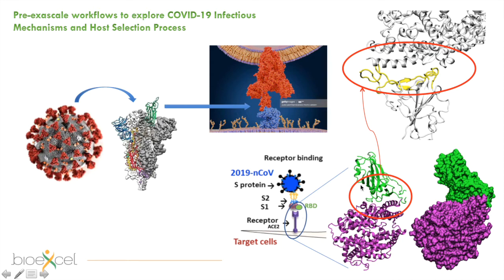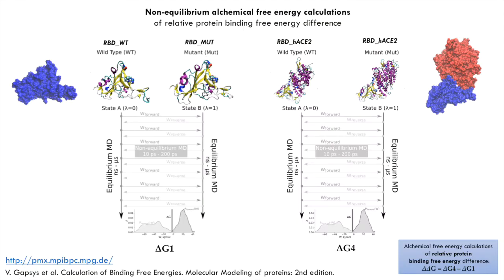And basically, most of the groups are working on the interface of these two proteins, the RBD and the human ACE2, trying to identify what are the important residues for the infectious mechanism here. So this is exactly the interface, and this is what we are also studying by means of non-equilibrium alchemical free energy calculations, in this case of relative protein binding free energy differences. Again, I'm not going to enter into details about that. If you want to know more about this, if you are familiar, you will recognize these non-equilibrium calculations.